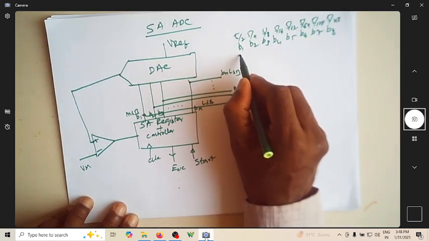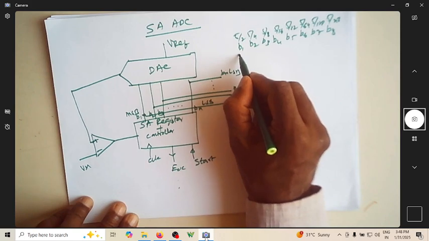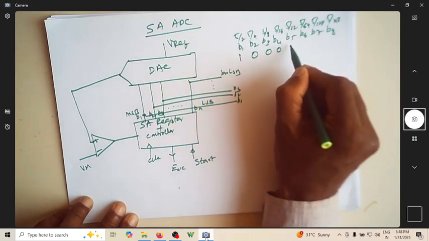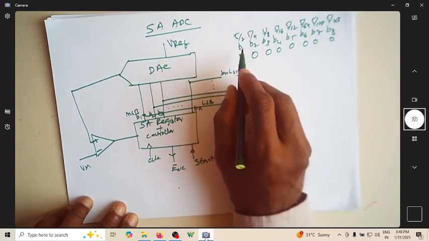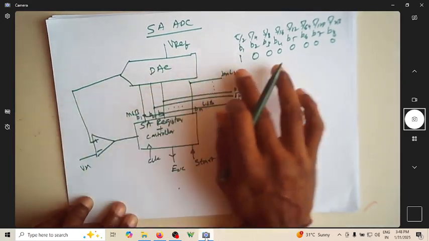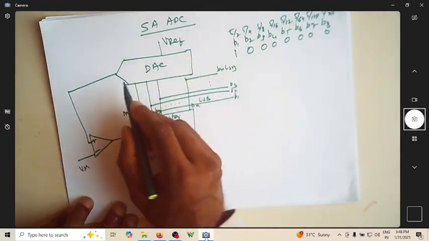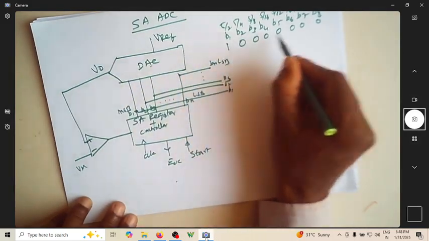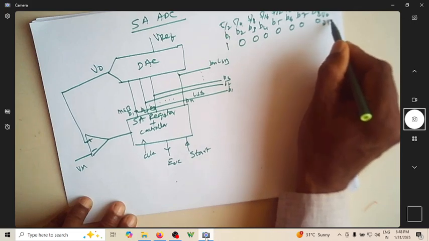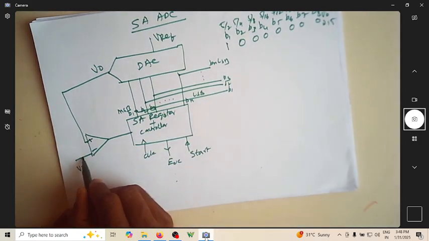Initially, of course, you can reset everything. Then once you start, this is your bit. This is your digital input for this DAC, and you have a corresponding output voltage V0. So that V0 will be 2.5 volt. You compare that with this input.